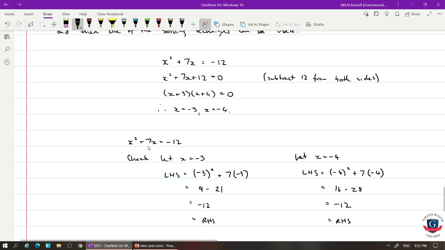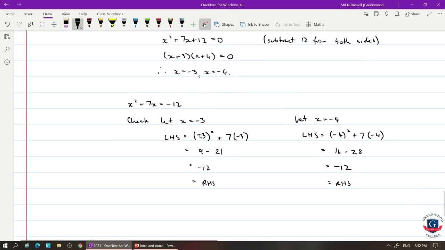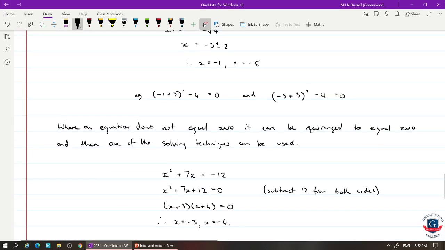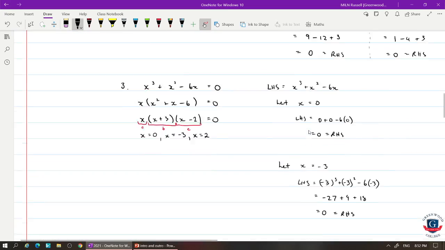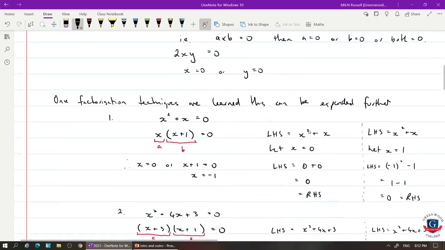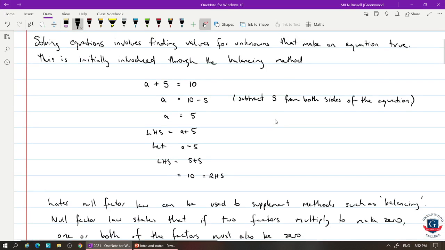If we take x squared plus 7x equals -12 and substitute in -3, which was one of our solutions, -3 squared plus 7 times -3 is actually equal to -12 as required by the equation. And similarly for x equals -4. So there's a bit of a rundown of techniques you can use to solve, well, a little bit on linear, but lots on quadratics.